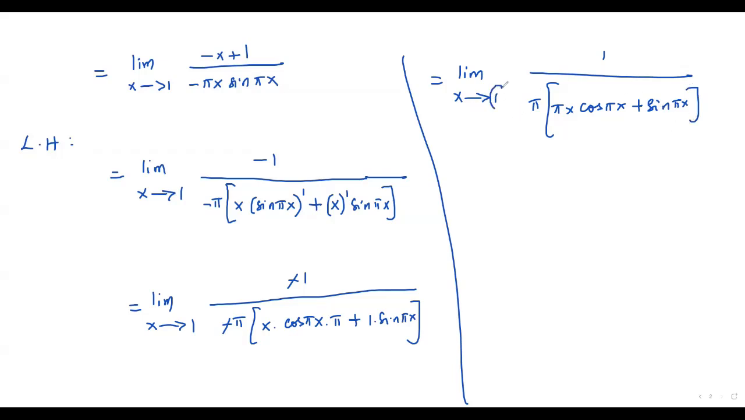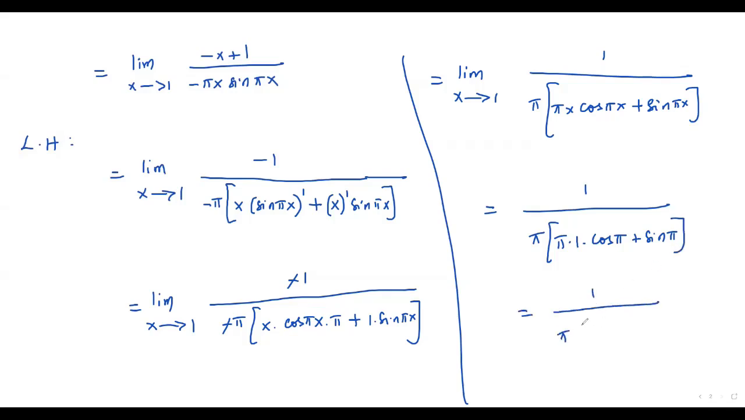Now we can plug in the limit 1 for x over here. Then I'm getting 1 over pi times, so here pi times, and for this x we plug in the limit 1, cosine of pi times 1, which becomes cosine pi, plus sine. When I plug in x equals 1 over here, 1 times pi is just pi, that is sine pi. Then we get 1 over pi times, pi times 1 is just pi, and the value of cosine pi is negative 1, and the value of sine pi is 0. So let me continue on the next page.